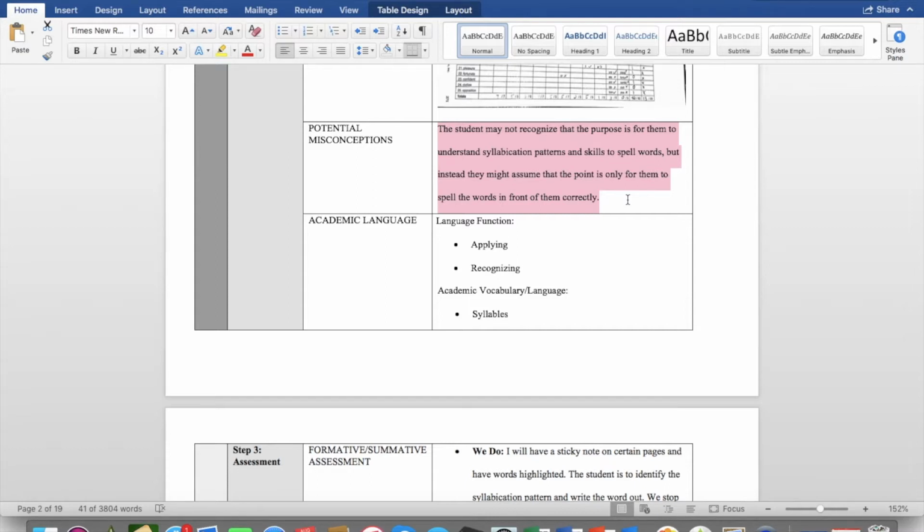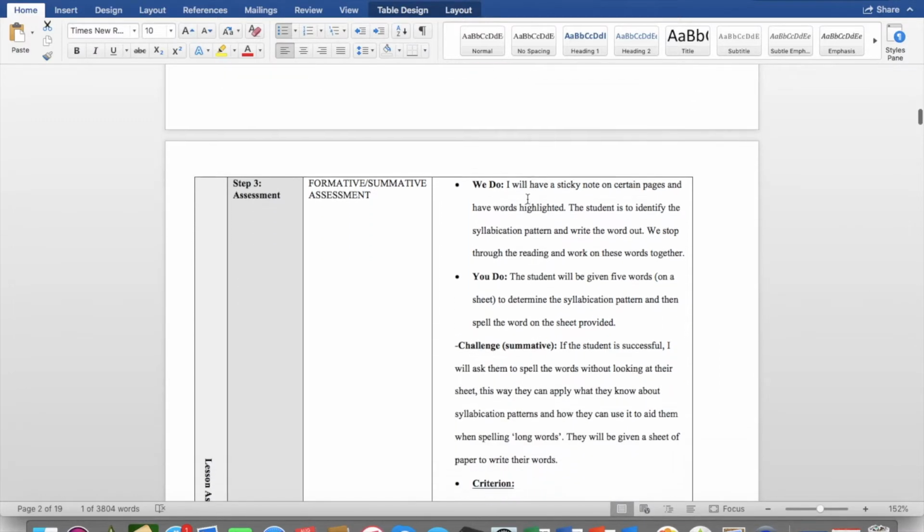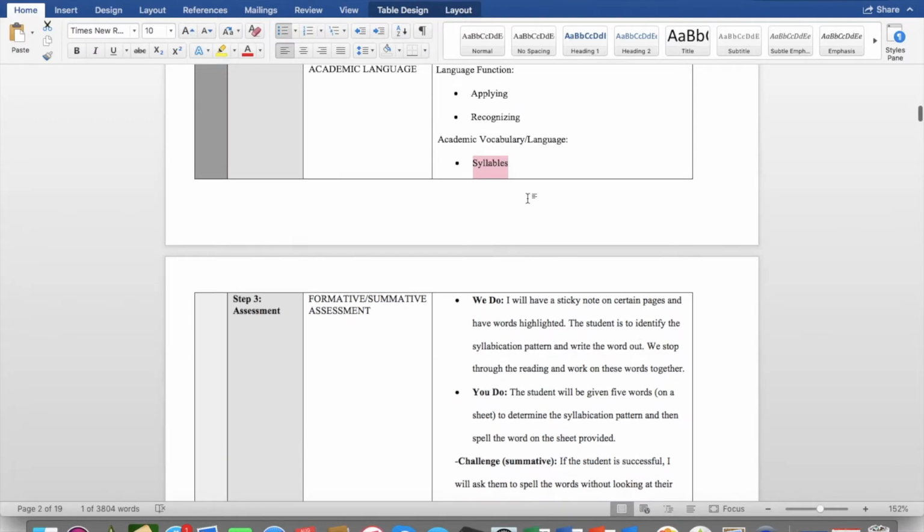Then you have your academic language. So some of the main things you need to know about this are the language function and the academic vocabulary and language. So my language function was applying and recognizing. It's what they will be doing. And then I have my academic vocabulary and language, which is basically how it circulates around syllables. So for some, it could be decoding and stuff like that.